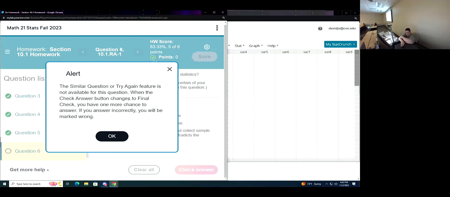The similar question or try again feature is not available for this question. When the check answer button changes to final check, you have one more chance to answer. If you answer incorrectly, you will be marked wrong.